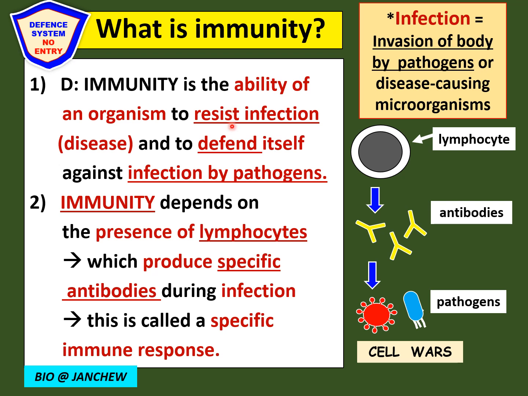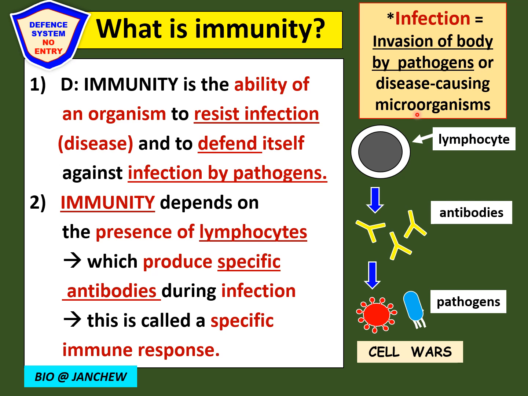Alright? And to defend itself against infection by pathogens. That means the body is able to defend itself by destroying the pathogens that have infected the body. How does it defend itself? By producing specific antibodies that promote the destruction of the pathogens. In that way, the body is once again free of the pathogens and the person will not fall sick. Right? So, infection here means invasion of the body by pathogens or disease-causing microorganisms.